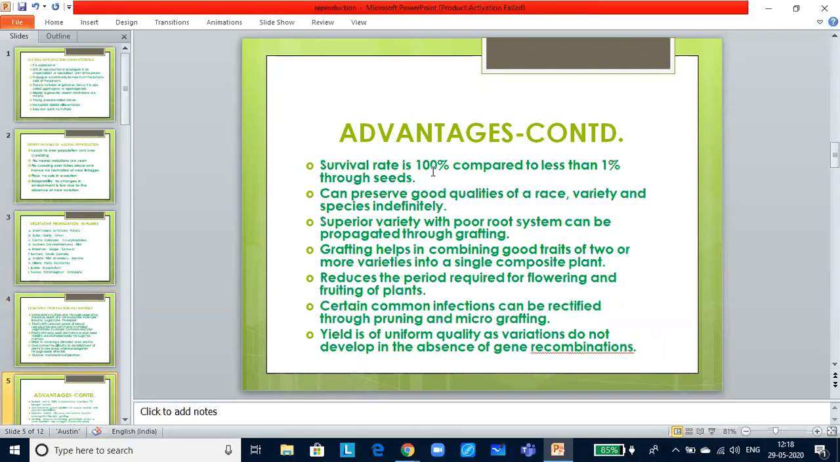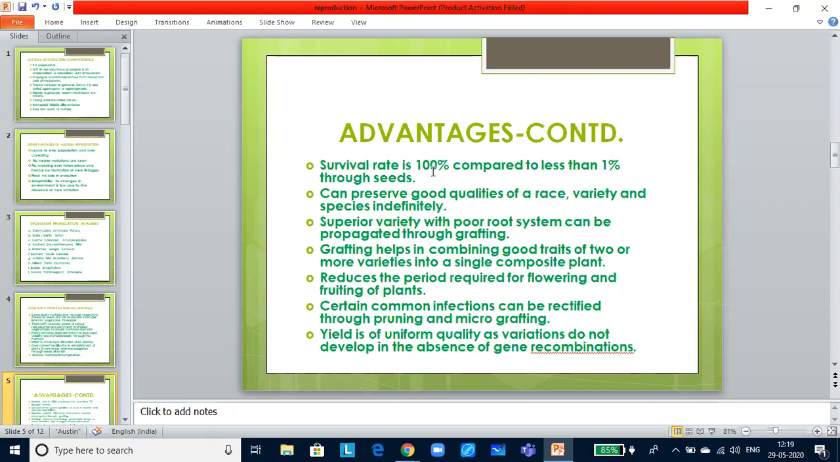Still there are lots of advantages because you see most of the plants going in for vegetative propagation. Survival rate is 100% when compared to less than 1% through the seeds. You can preserve good qualities of a race, variety and species indefinitely because whatever the organism you are going to get will be a clone. Superior variety with poor root system can be propagated through cuttings. Now, grafting helps in combining good traits of two or more varieties into a single composite plant.